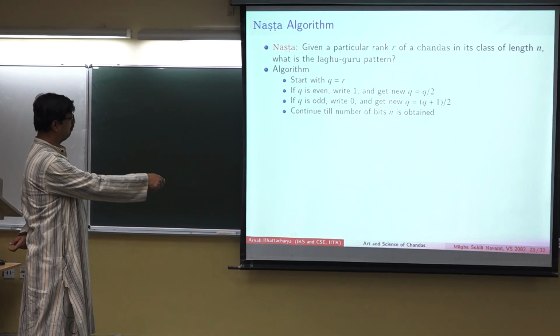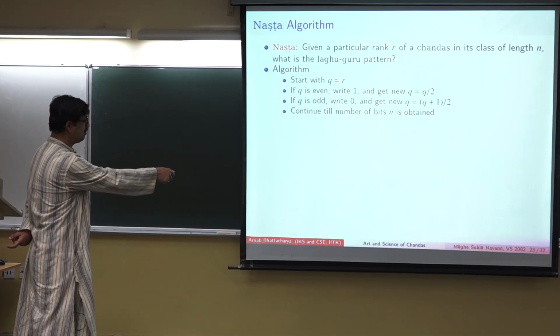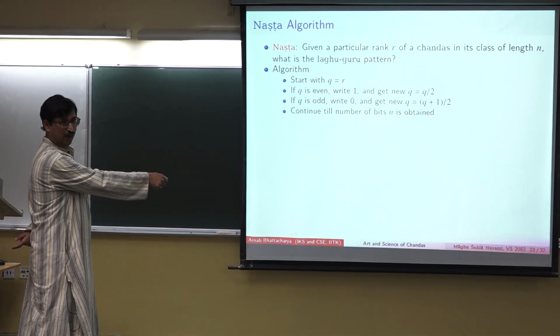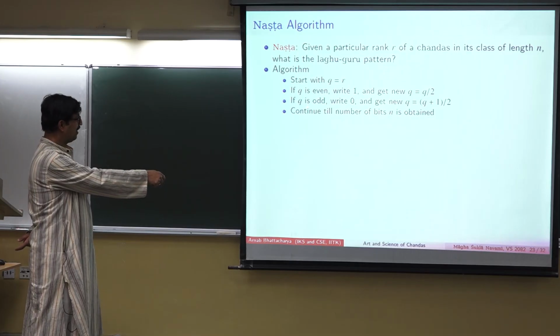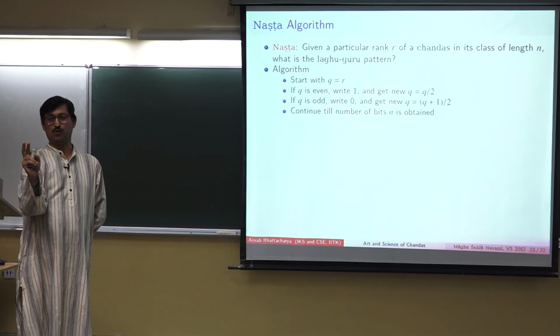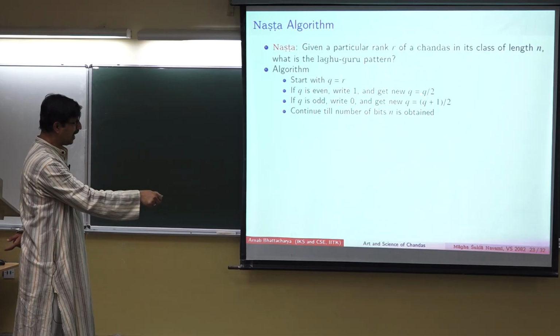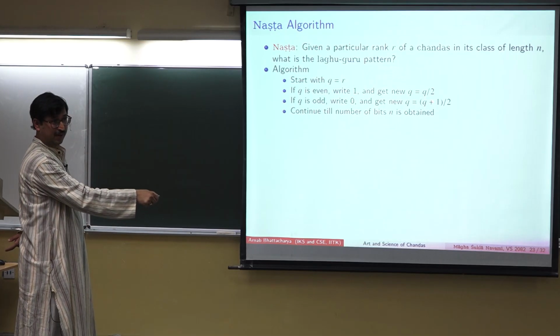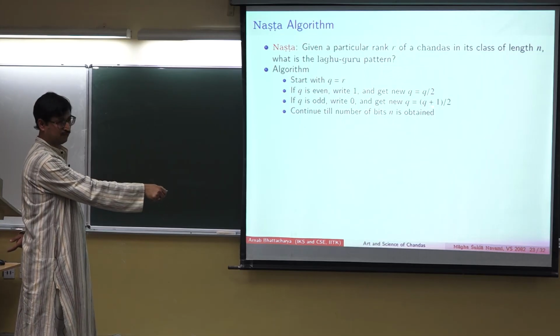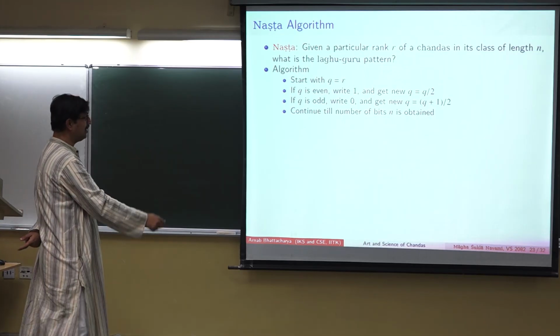So now you see this. You start with q. If q is even, you write 1. If q is odd, you write 0. Remember, this is actually the other way around. And you do exactly this thing. We keep dividing by 2. This is exactly the algorithm.